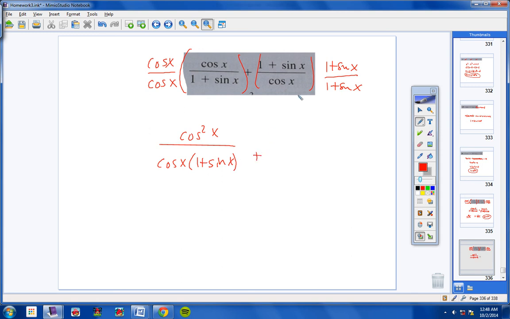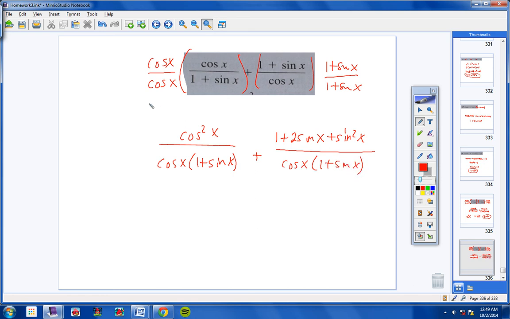And then plus, and I'm going to be really careful here. I'm going to go ahead and leave these separate for now. Well, I'm not sure. Let's see. Cosine squared, I'm going to go ahead and multiply these together. And I'm going to save time and just tell you right now, if you multiply 1 plus sine x times 1 plus sine x, you're going to get 1 plus 2 sine x plus sine squared x, all over cosine x times 1 plus sine x.